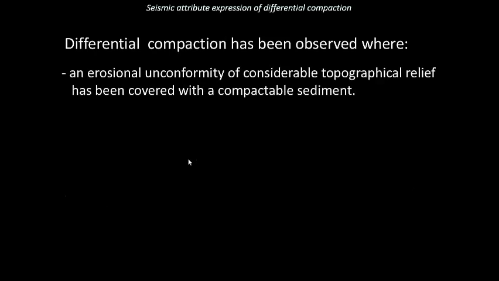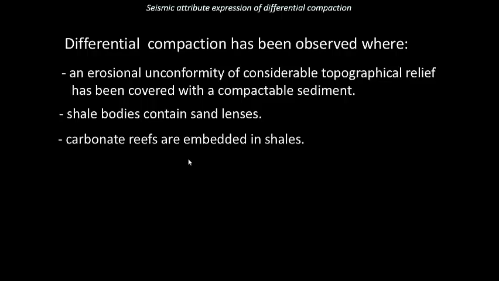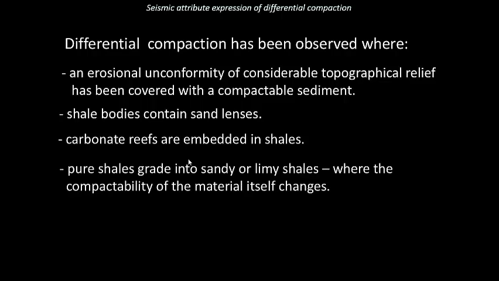Typically, differential compaction has been observed where, for example, an erosional unconformity of considerable topographical relief has been covered with a compactable sediment. Shale bodies that contain sand lenses, carbonate reefs that are embedded in shales, or when we have pure shales grade into sandy or limey shales. This last one is an example where the compactability of the material itself changes. I hope that is clear.